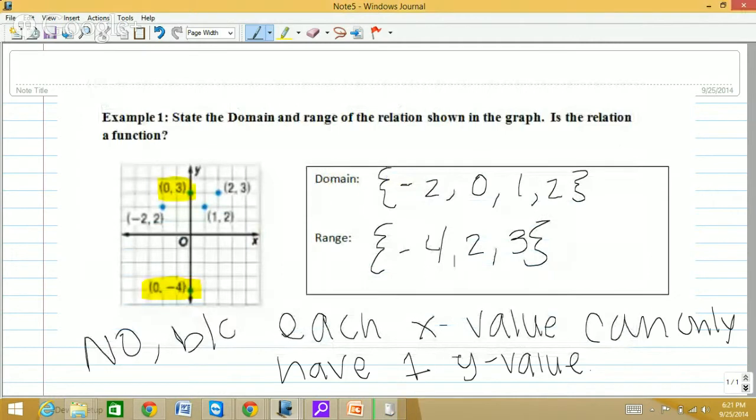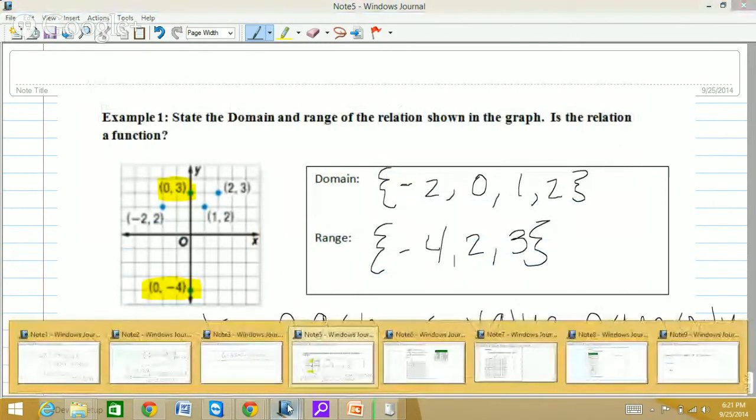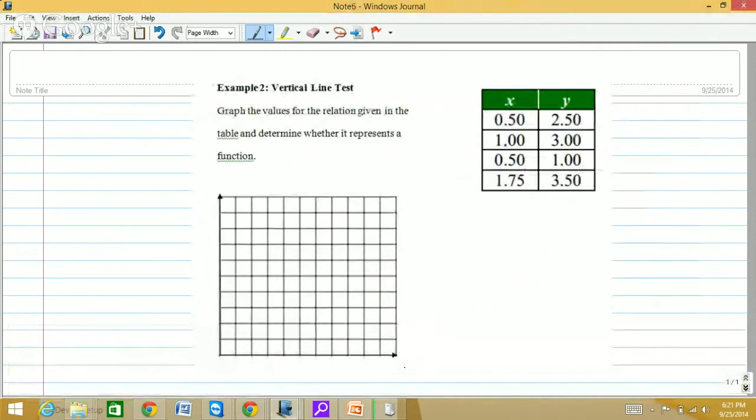So let's go ahead and pull up example number 2. This one right here. It asks us to graph the values for the relation given in the table and determine whether it represents a function. So first things first, we are going to determine if it's a function because of the vertical line test.